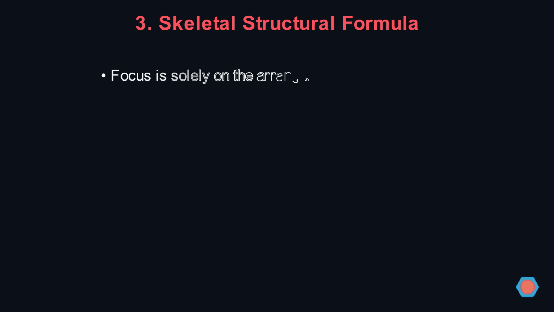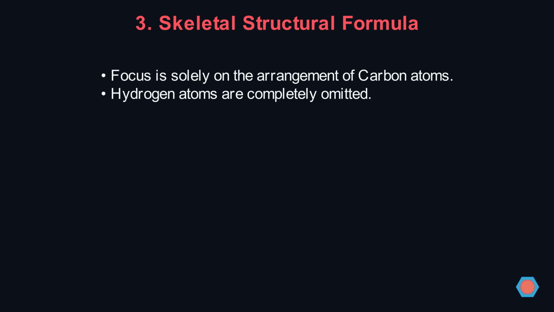Now let's talk about the skeletal structural formula. The skeletal structural formula is similar to the condensed structural formula, but here the focus is solely on the arrangement of the carbon atoms. The hydrogen atoms are omitted. For example, this condensed structural formula of pentane can be expressed in a skeletal form, where all the hydrogens are omitted and the carbon atoms are only represented.